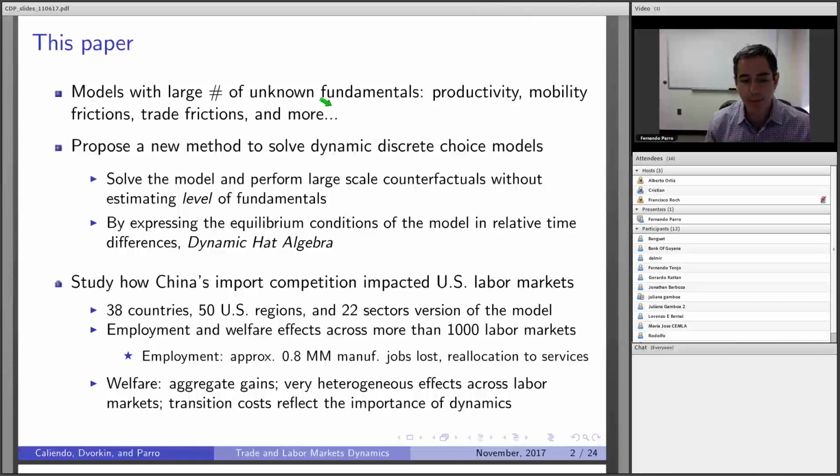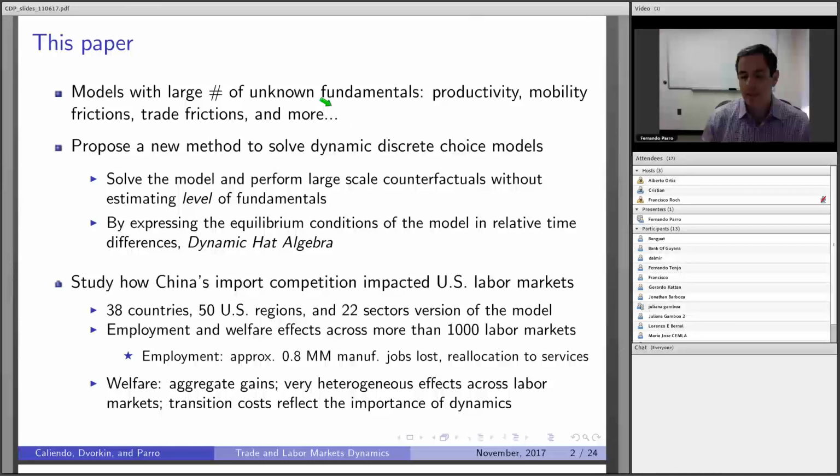And in the third part of the paper, we apply our solution method to study how China's import competition impacts the US labor market. To do so, we calibrate the model to 38 countries, 50 US states, and 22 sectors. Therefore, we compute the employment and welfare effects across more than 1,000 labor markets.